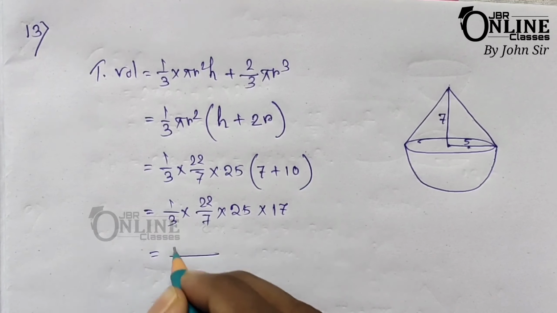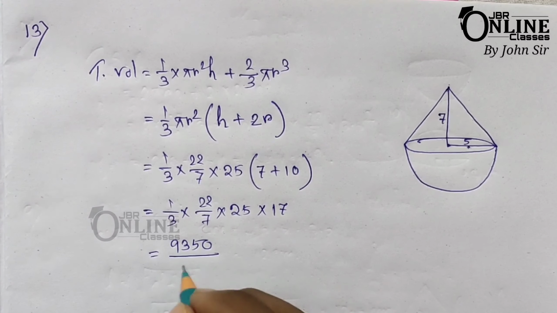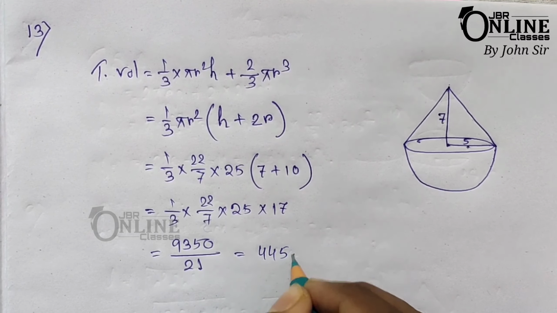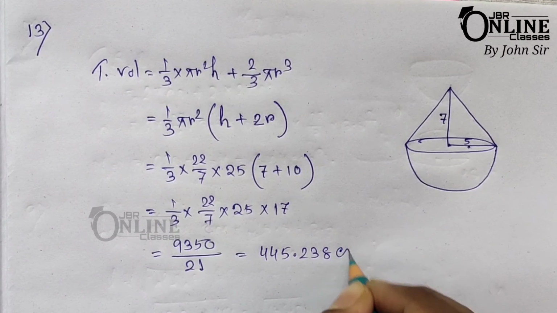So finally 9350 by 21, and from that 445.238 centimeter cube.